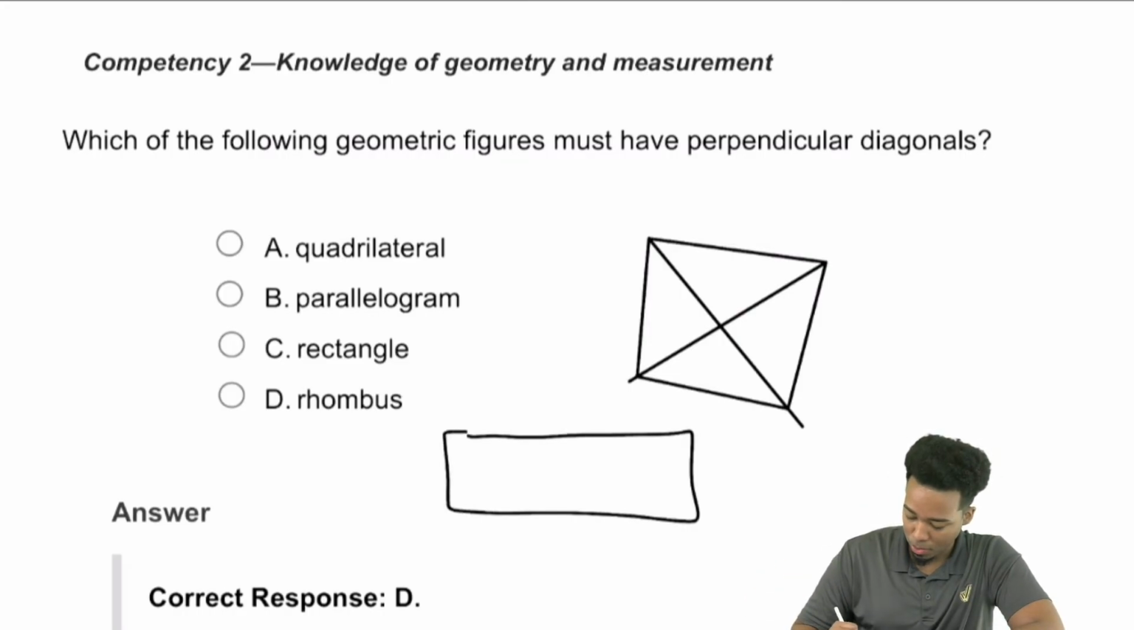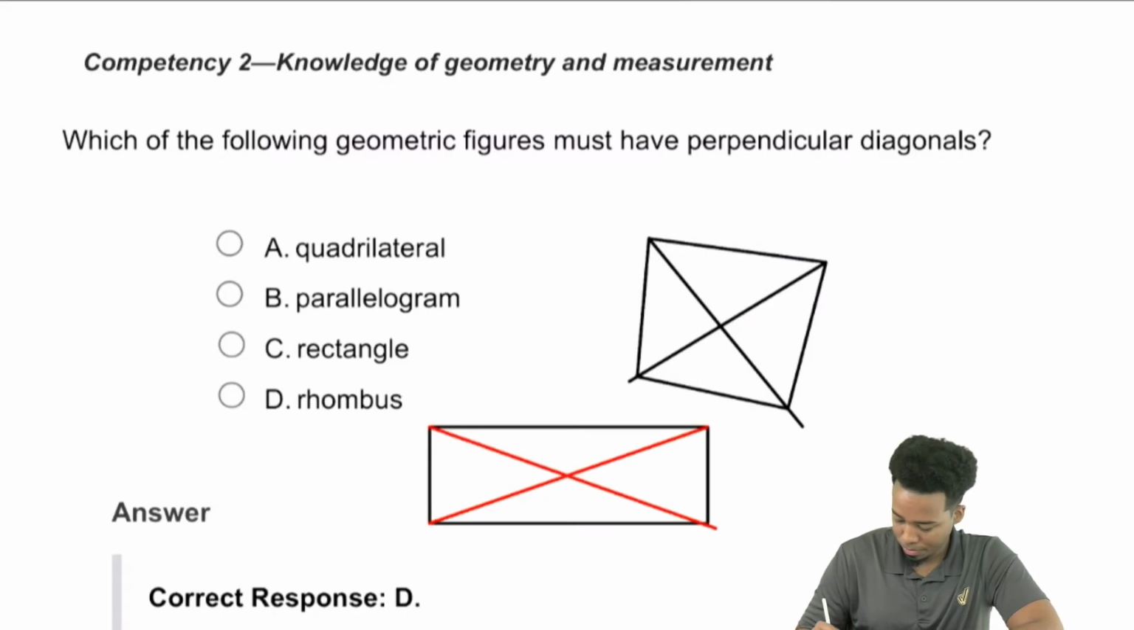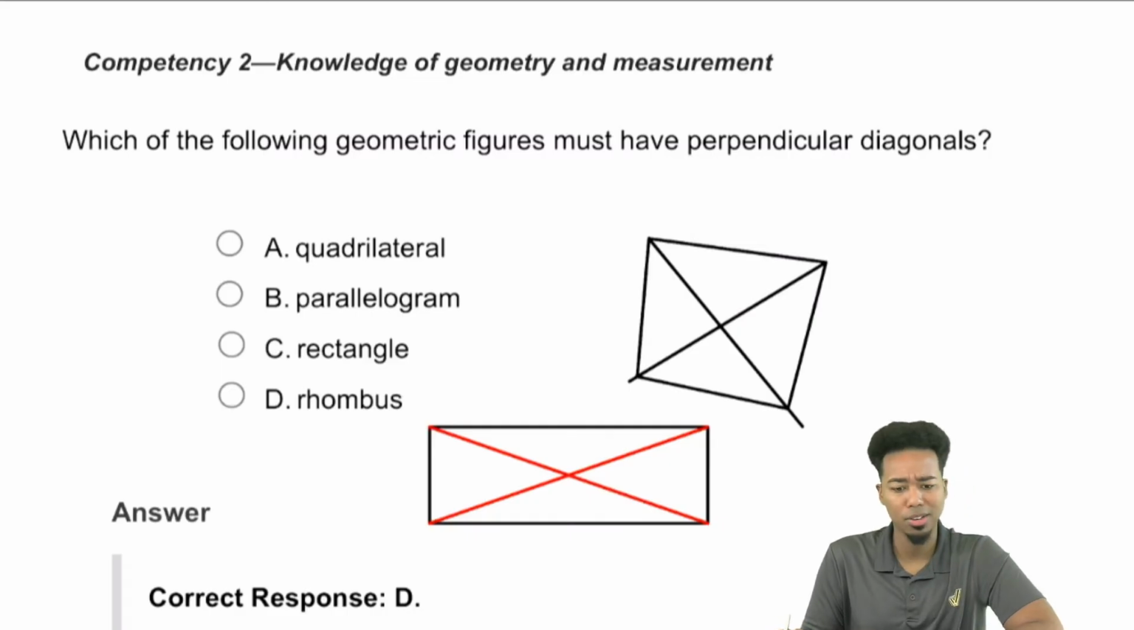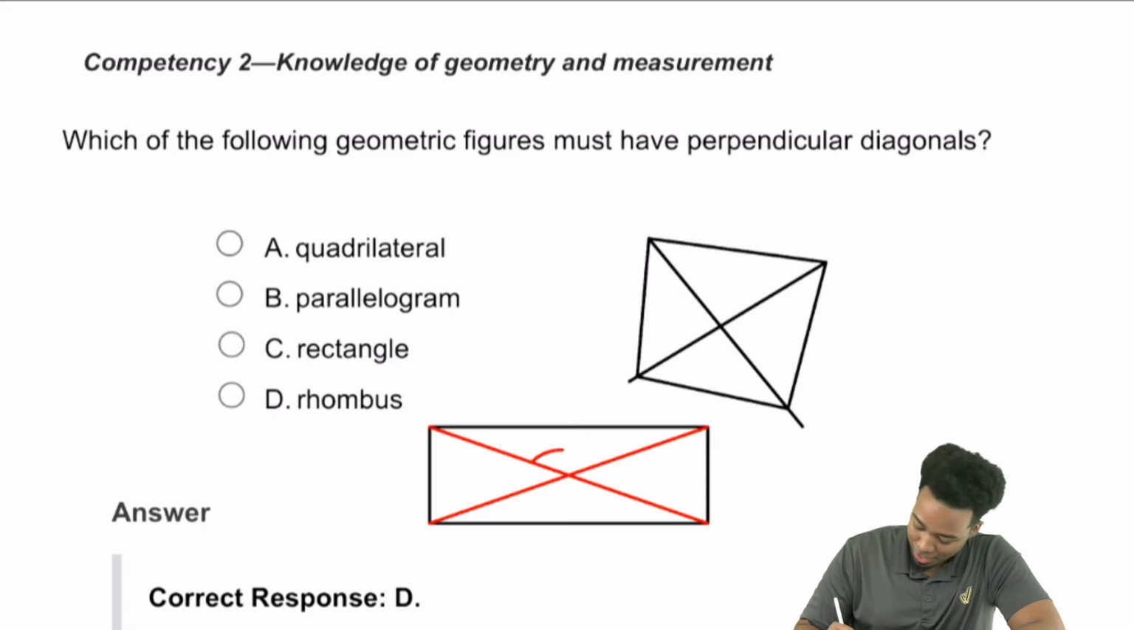Think about it like this. If I had a regular rectangle, guess what? If I drew the diagonals, are these perpendicular? One second here. Are these perpendicular? No, those are not right angles. It looks like Florida's flag, but that's not perpendicular. No, this is definitely an obtuse angle. That's definitely an acute angle.